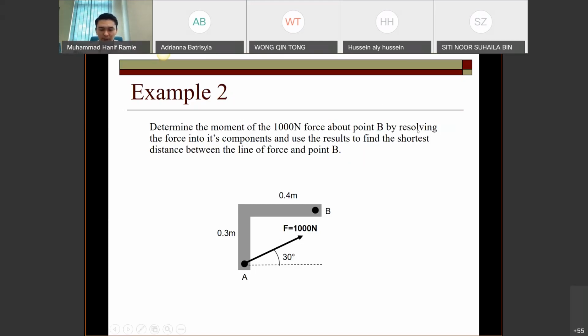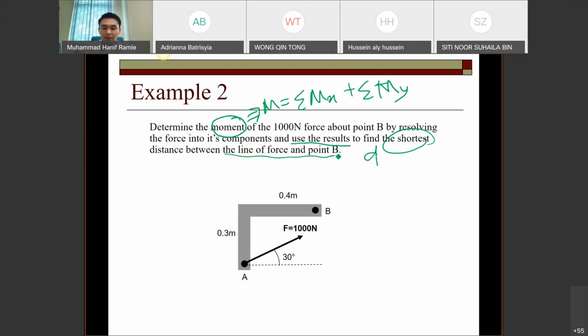Okay, so example two. Determine the moment of 1000 Newton force about point B by resolving the force into its components and use the result to find the shorter distance between the line of force and point B. So this is another type of question. The first thing, you have to find the moment. The second tip, from the moment, you have to resolve it, let's say component x plus component y. Then use the result to find the shorter distance, meaning that d between the line of action and point B.